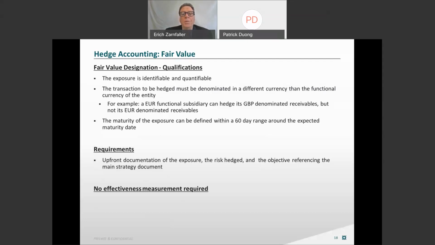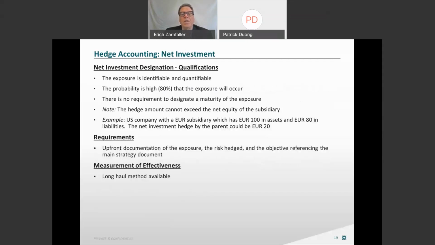On the next slide, we review net investment hedge designation. The qualifications are mostly the same as for the other hedge designations, so I will highlight just the differences. First, there is no requirement to designate a maturity date of the exposure. But note that the hedge amount for the net investment hedge cannot exceed the net equity position of the subsidiary.